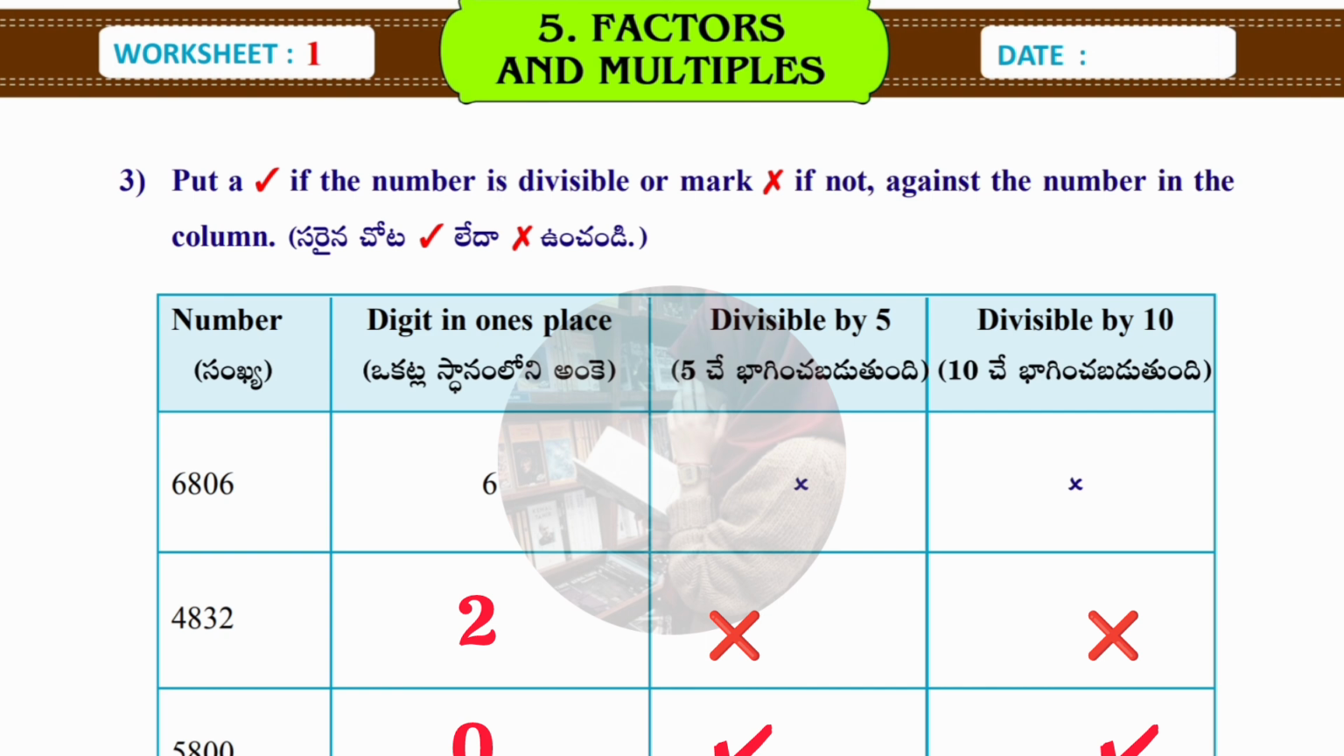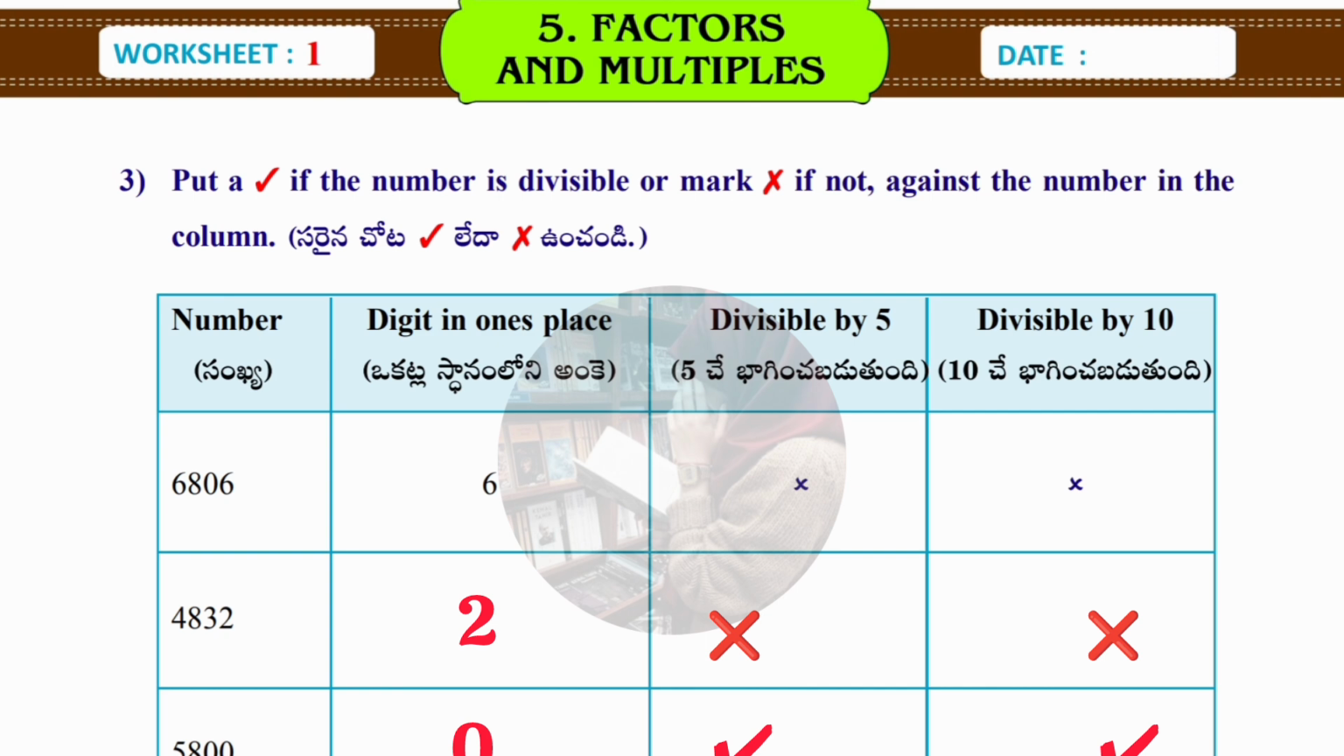What is the divisibility rule of 5? If the last digit of the number is 0 or 5, then it is divisible by 5. And the divisibility rule of 10 is that the last digit must be 0. Then only it is divisible by 10. Now we'll see the next number, which is 4832. Here 2 is in the ones place, that's why I write down 2. As 2 is an even number, it is not divisible by 5 and 10. Put a cross mark in both the columns.